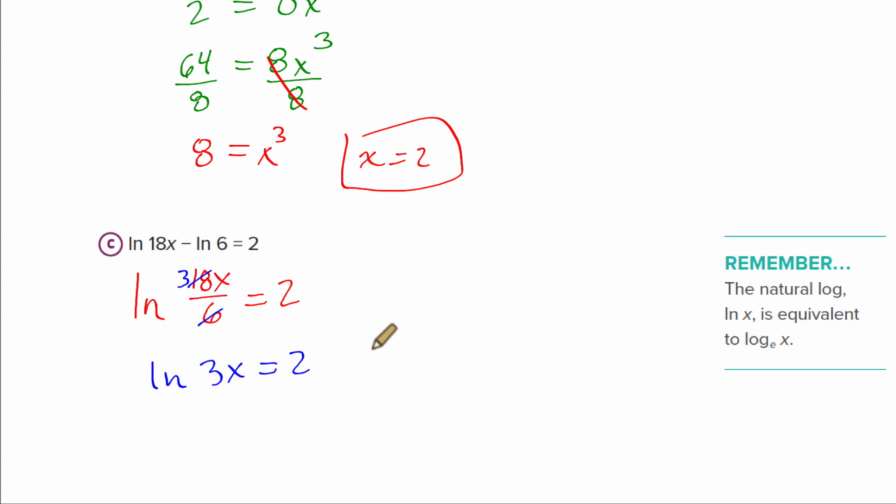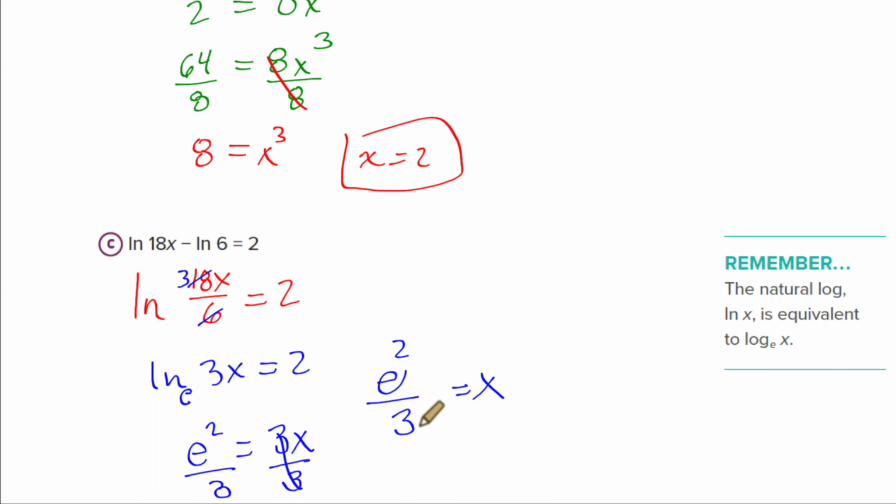So how could I solve that? This is base e. I'll put a little e down there. So e squared is going to be equal to 3x. I'm just rewriting it in exponential form. I can divide by 3 on each side. These cancel, and we get what? x is going to equal e squared over 3. Let's get the calculator out.